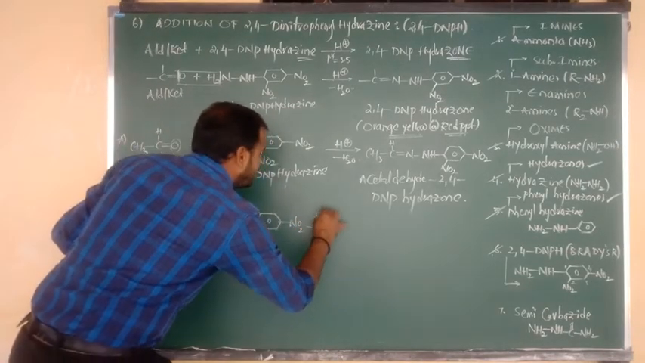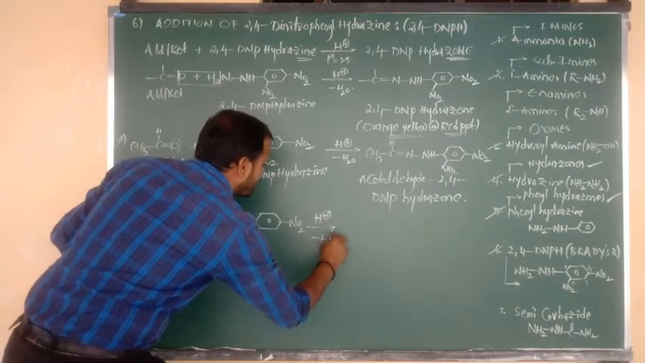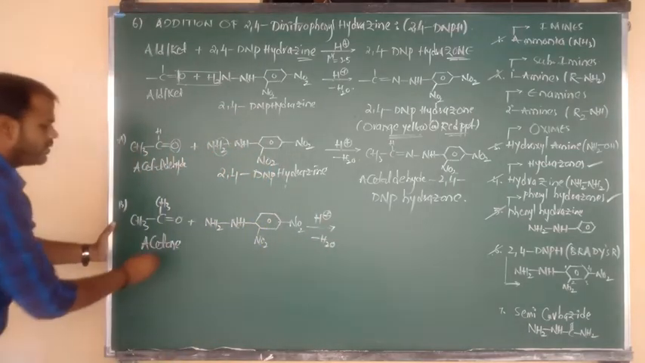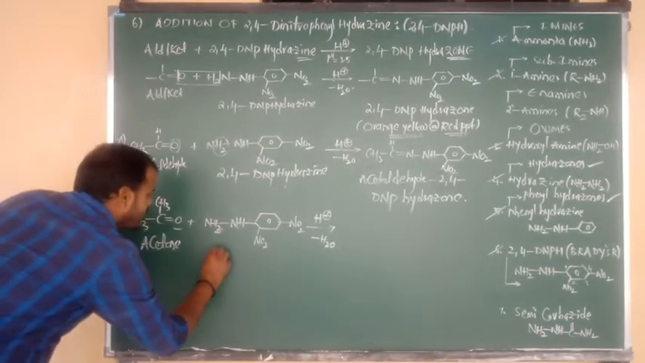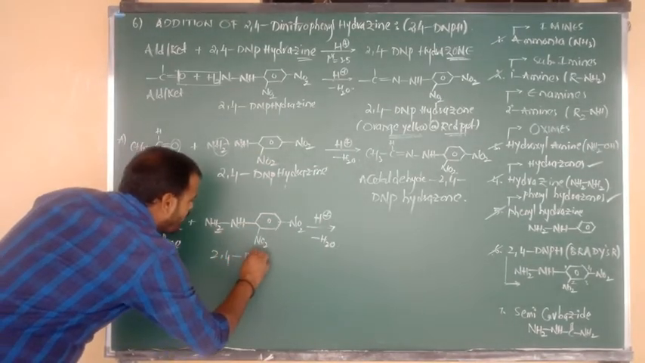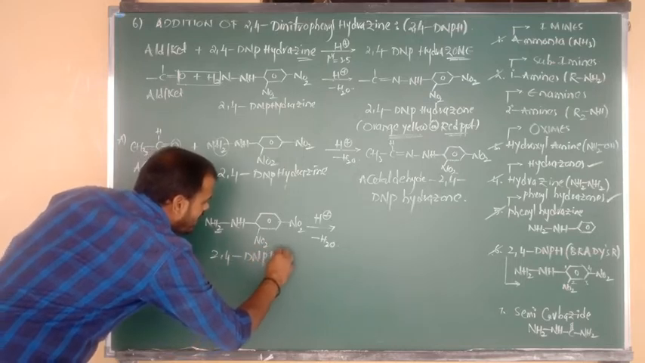So here addition takes place in acidic medium after the elimination of a water molecule. Again from here oxygen, again from here H2. But what is the name of this compound? 2,4-dinitrophenylhydrazine.